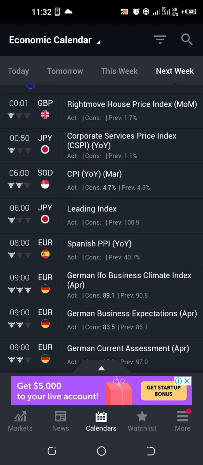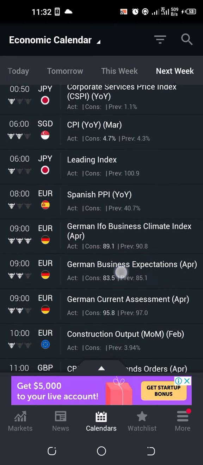Now I want you to pay attention to when this news is going to be released, the time factor. This is 9 o'clock, 9 a.m. in the morning. The news has three bull heads, so it means it's going to be relevant and cause volatility in the marketplace. And this is going to happen during our kill zone.